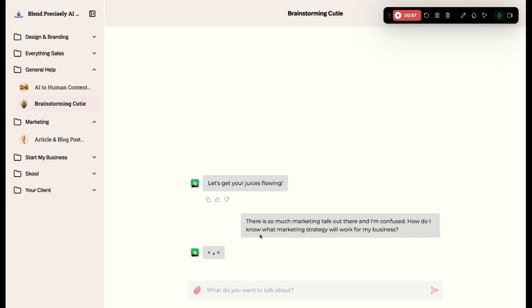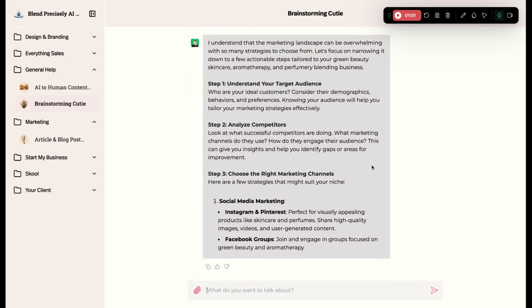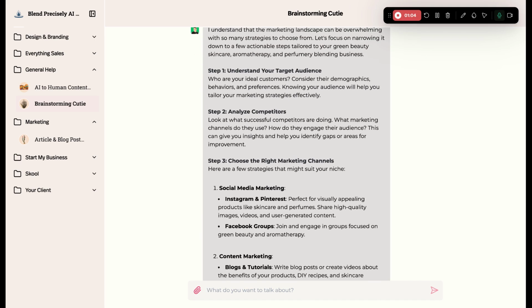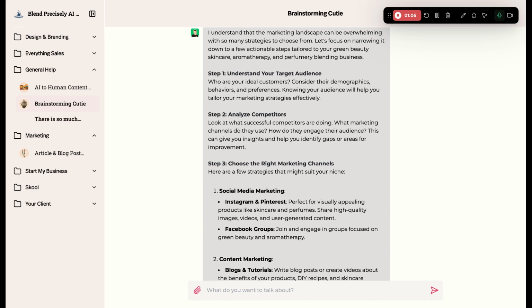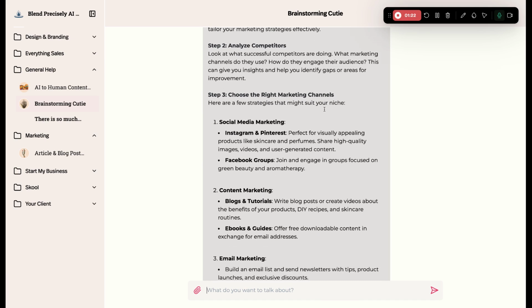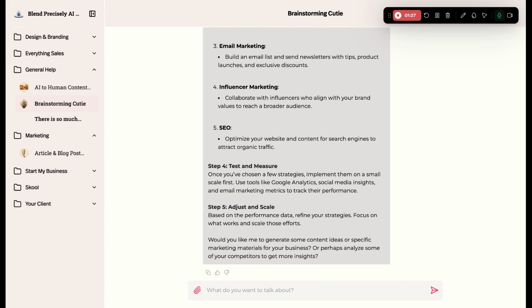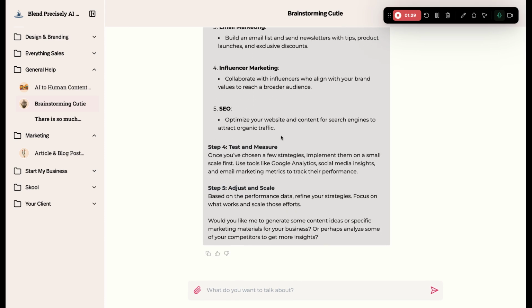And then it just basically searches for a few ideas for you and gives you a few questions, first of all, because it's never easy to really say a marketing strategy for a software program, for example, is much different than a marketing strategy that is maybe for a skincare entrepreneur. So you really want to go through this one: understand your target audience, analyze competitors, content marketing, SEO, step four, test and measure, adjust and scale.